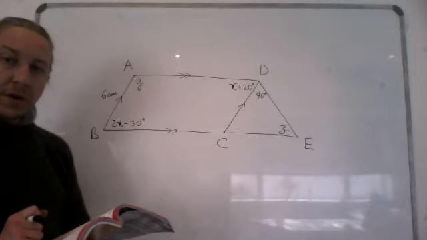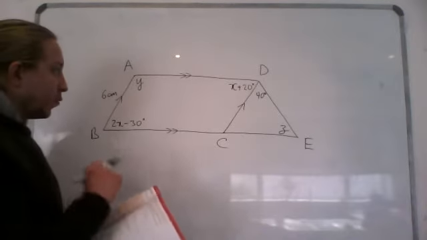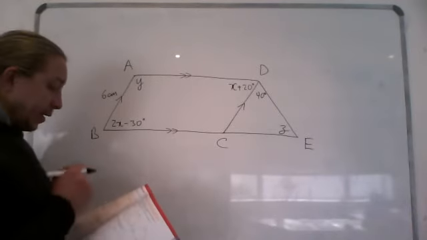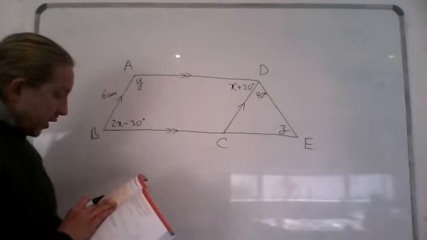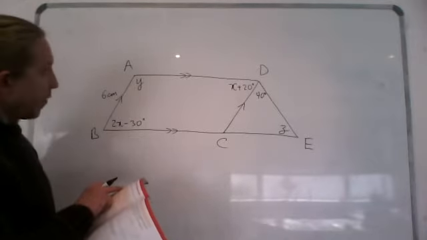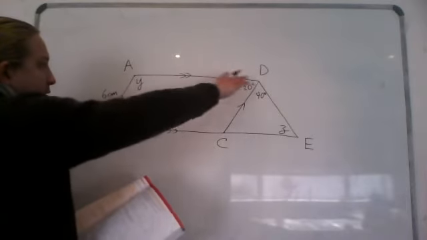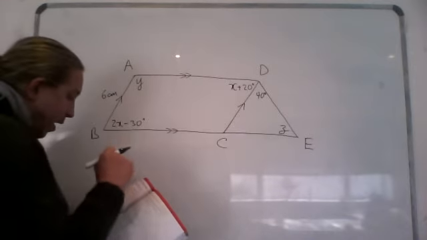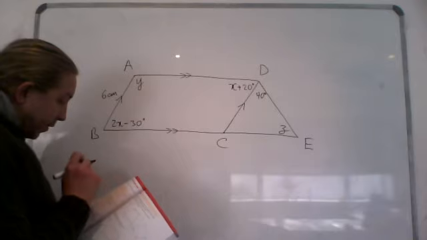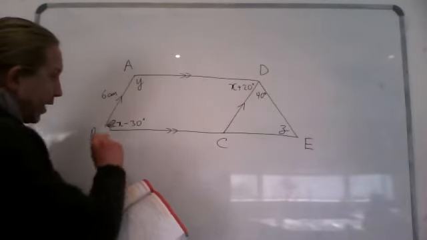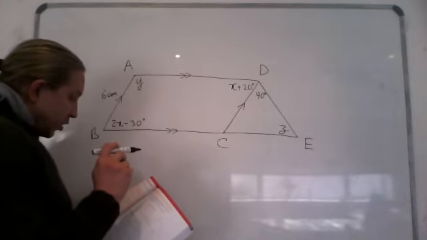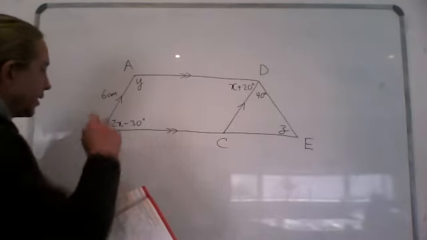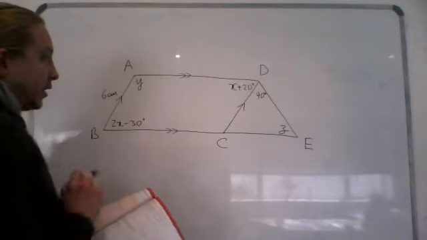So I'm going to read through the information again. You guys follow me where the information is. ABED is a quadrilateral with AD parallel to BE. So AD parallel to BE. C is a point on BE. So there's your C on BE, such that AB is parallel to DC. AB is parallel to DC.